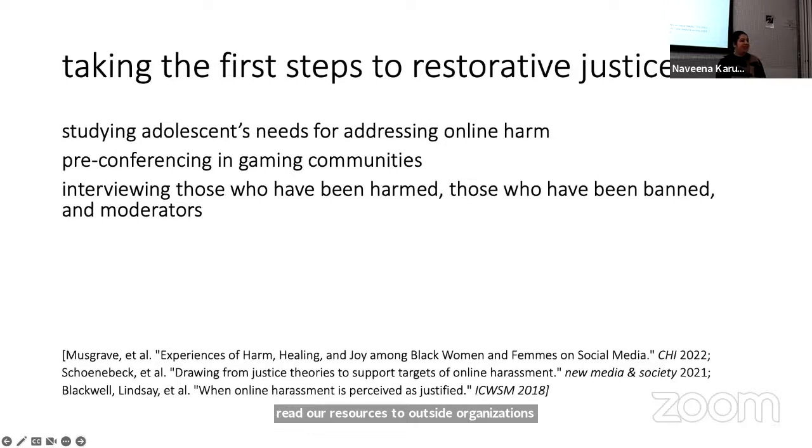And so in thinking about taking the first steps to restorative justice, some of the work that we've been doing is digging more into the very first question. So who's been harmed and what are their needs? So that's some of the work that we've been doing, is studying adolescents, especially in online gaming communities, which are notoriously extremely toxic communities, and asking about how are they harmed, what do they need after they're harmed. So I also wanted to flag a few papers, mostly from the University of Michigan, that have been doing similar work and thinking about how do we bring restorative justice and transformative justice, and how do we take the first steps to using these as frameworks. So if you're interested in this line of work, definitely check out those papers as well.